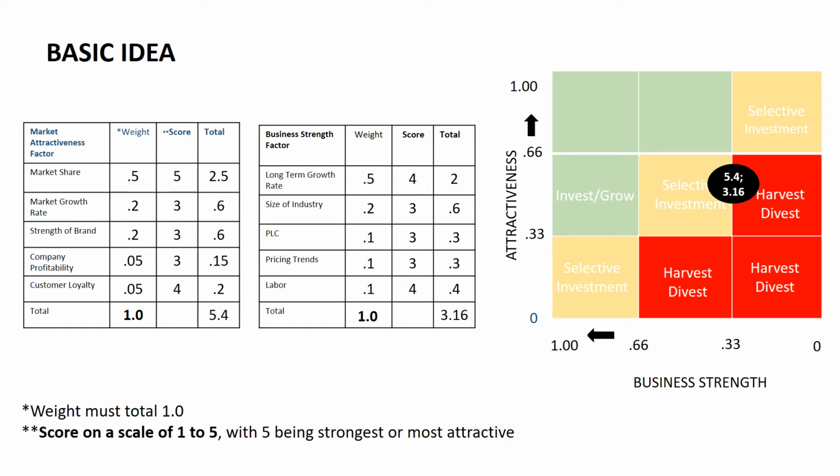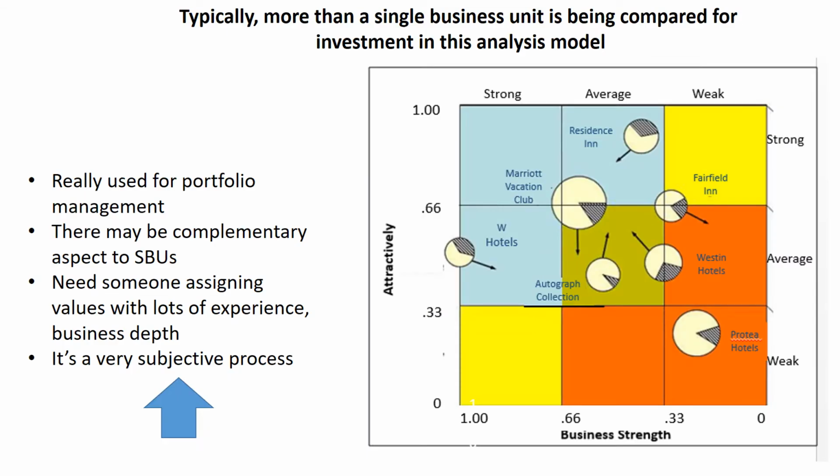I have done the same thing for business strengths, and here you will see the total after all of the weighting and scoring is 3.16. Now I plot each on my matrix, and you will see that I fall between the yellow and red territory or zones. So that might tell me I might want to give some extra attention to this business in terms of its investment needs. Now here is a real-world example from Marriott using the McKinsey matrix.